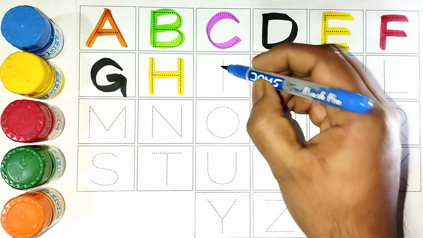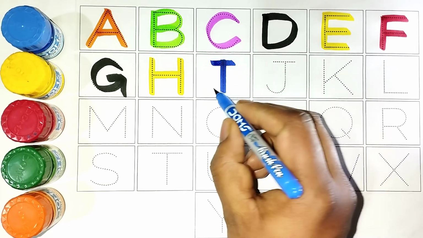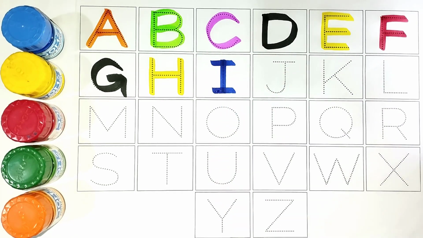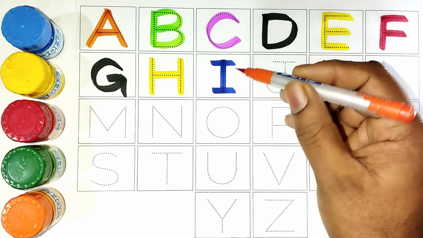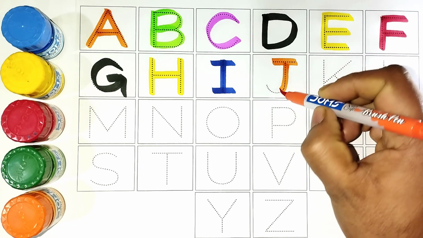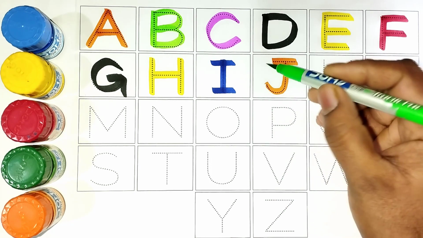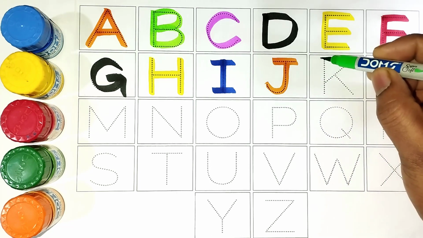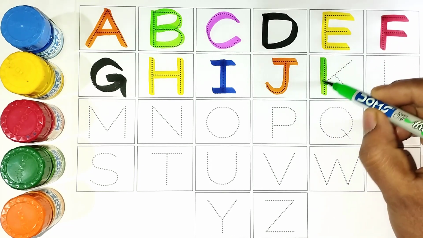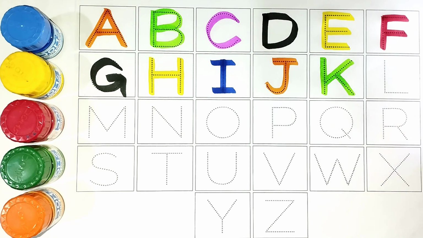Blue color. I for ice cream, I for ice cream. Orange color. J for joker, J for joker. Light green color, K for kangaroo, K for kangaroo.